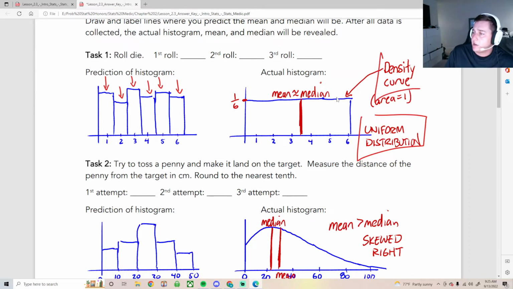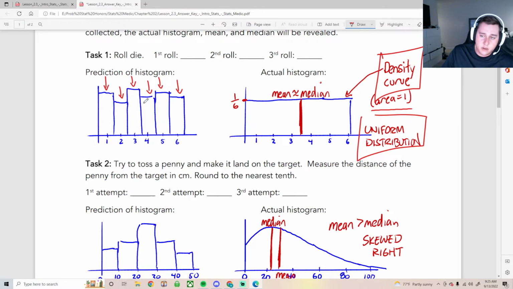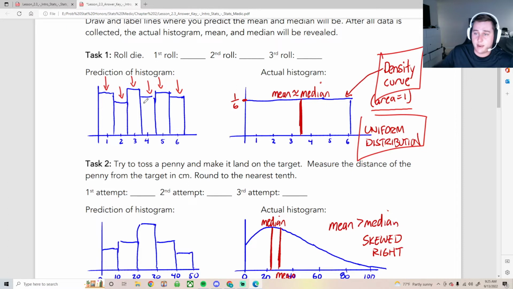These are what are known as density curves, and a density curve has a total area of 1. So in the case of the prediction, it probably adds up to 1 because that's how many rolls you did, right? So however many rolls here plus these plus these plus these plus these plus these would equal the total number of rolls, and therefore you could do relative frequencies. We talked about this a couple weeks ago. You could take the relative frequencies and add them up, and they should total like 1.0 or 0.99, depending on how you round.